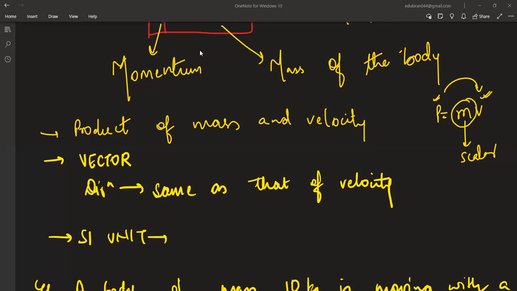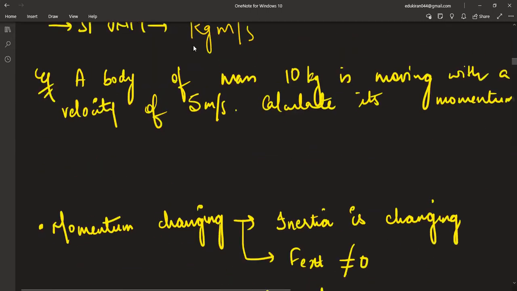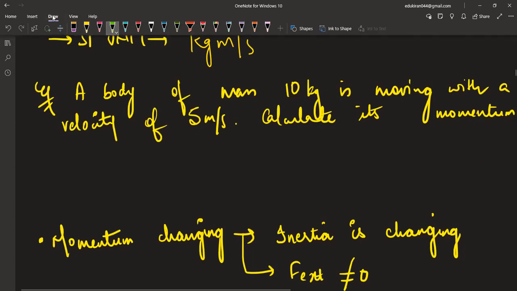Kg meter per second. Kg. Very good, Shaista. So this is meter per second, so the entire unit will become kg meter per second. Good. Mass into velocity. Kg meter per second. For example, just look at this, a very basic, easy question.